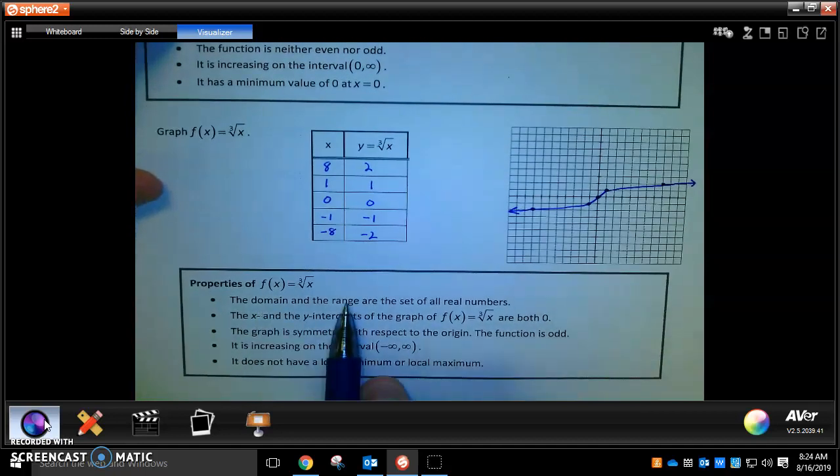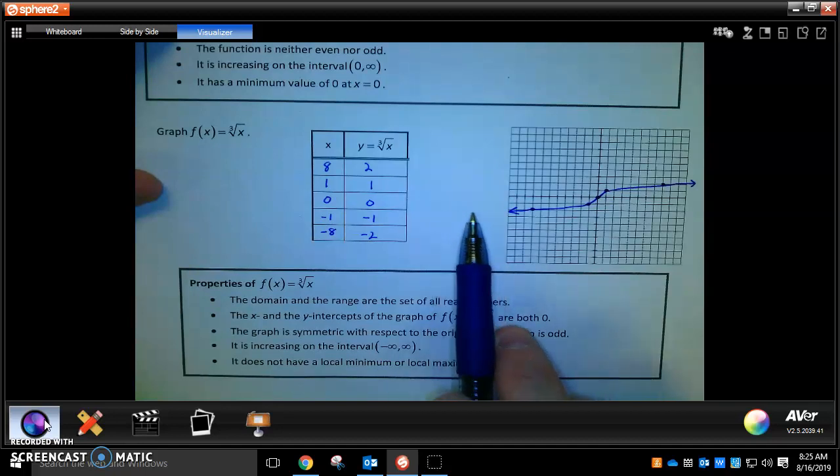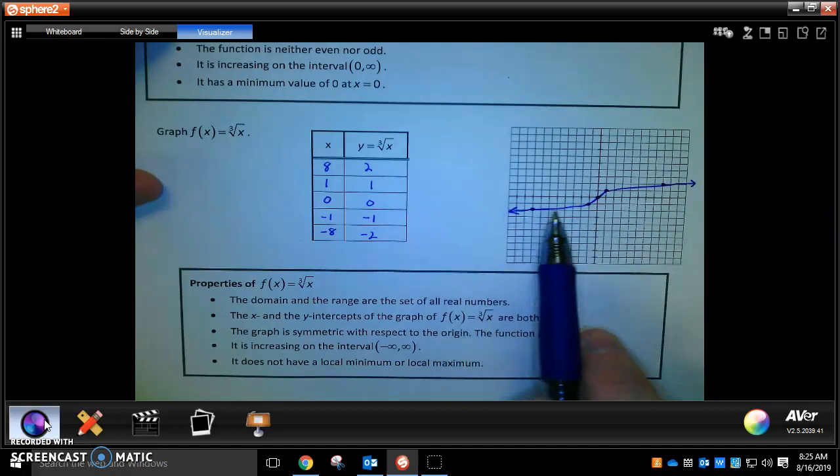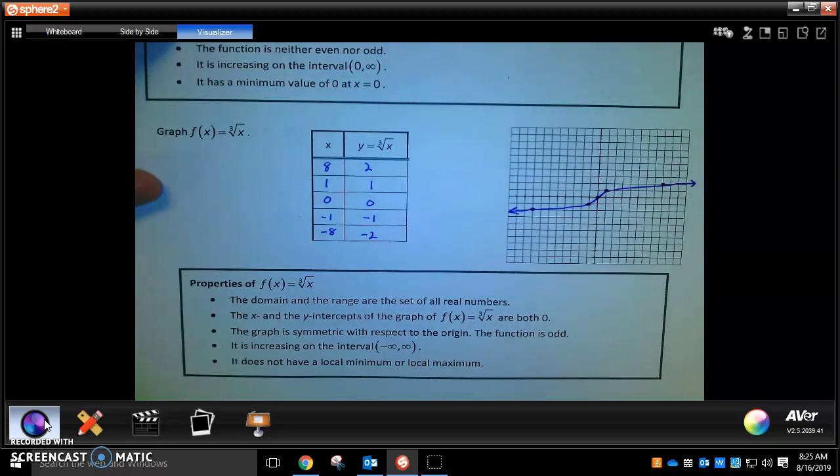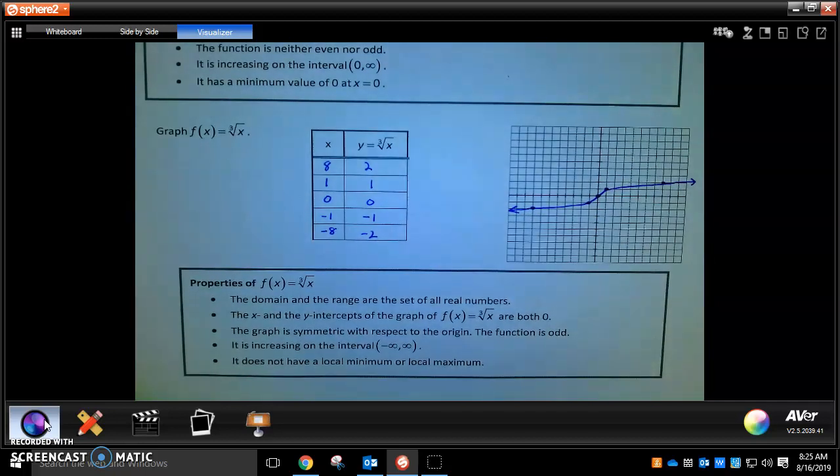Again, domain and range would be all real numbers, since this goes to negative infinity and positive infinity. X and y intercepts would be 0. The graph is symmetric to the origin, so this is an odd function. If you flip that over, it's going to look the same. It is increasing, like always, from negative infinity to positive infinity. It's always slightly going up. And this does not have any kind of local minimum or local maximum value.